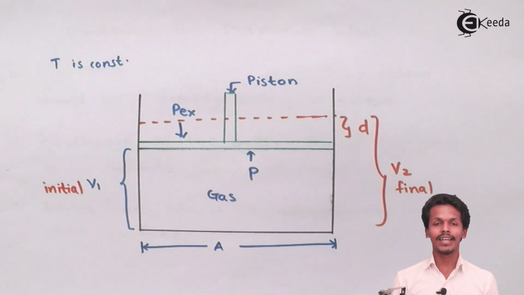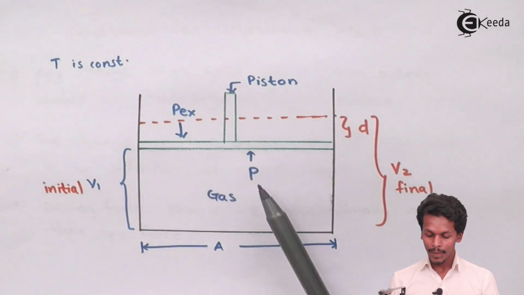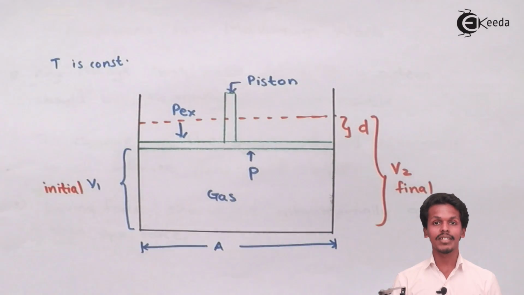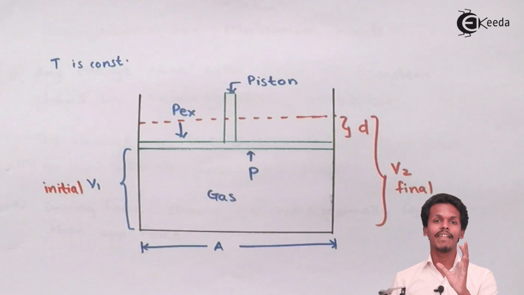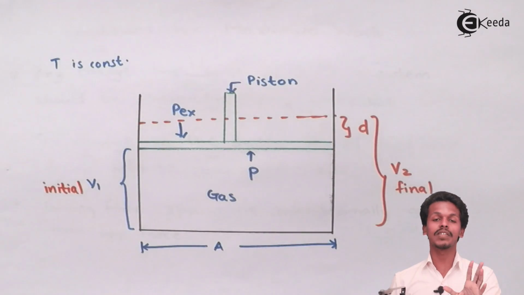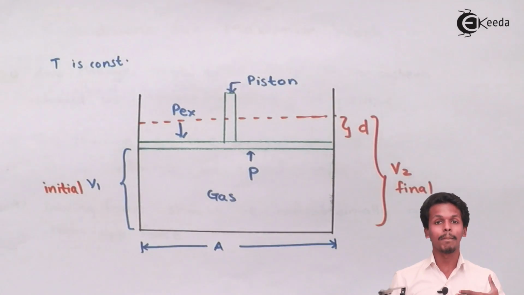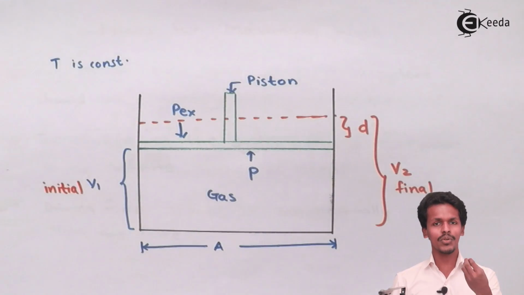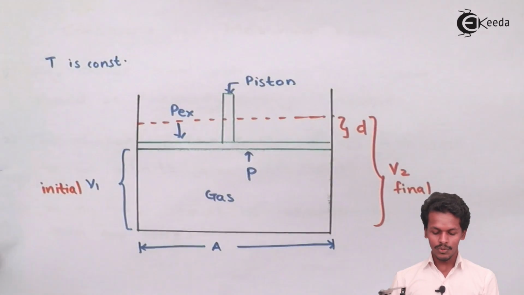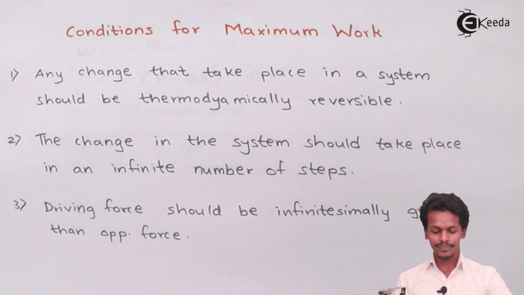We know that in thermodynamic equilibrium, the state functions like pressure, volume, and temperature don't change a lot. They will remain almost constant. So this system should be overall in thermodynamic equilibrium. That is the first thing to maintain for the maximum work done by the system during the expansion of a gas or any kind of system.